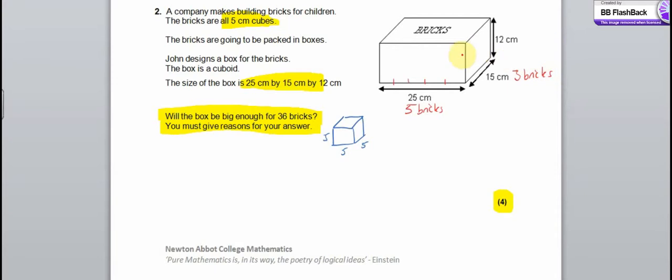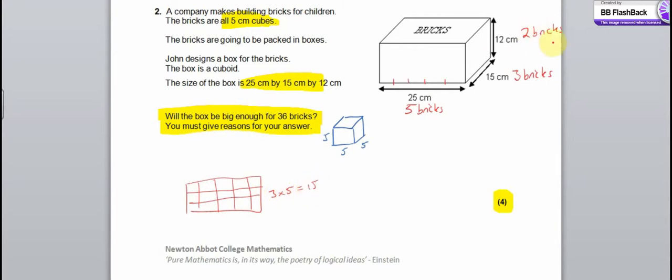Now, we come into a bit of trouble here because the height of it's 12 and the bricks are 5 centimetres high. So 2 bricks is 10 centimetres and you can have a little space at the top. So that's just 2 bricks high. So let's see if we can work out how many bricks fit in the box. So the bottom layer, if you looked at it from above, would look like this. It would be 3 bricks by 5 bricks. 1, 2, 3, 4, 5. And you can see 3 times 5 is 15.